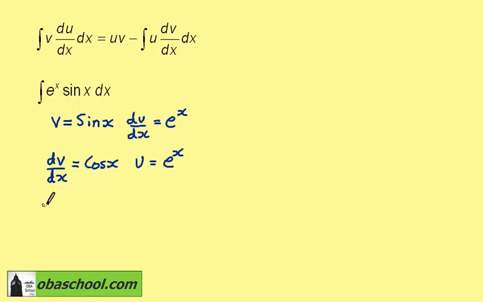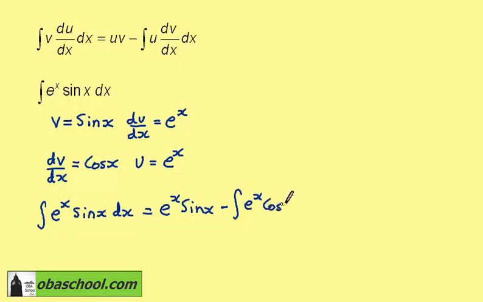If we substitute into the formula, the integral of e to the x sine x is now u times v, which is e to the x sine x. Take away the integral of the two bottom ones multiplied together, which is e to the x cos x dx.